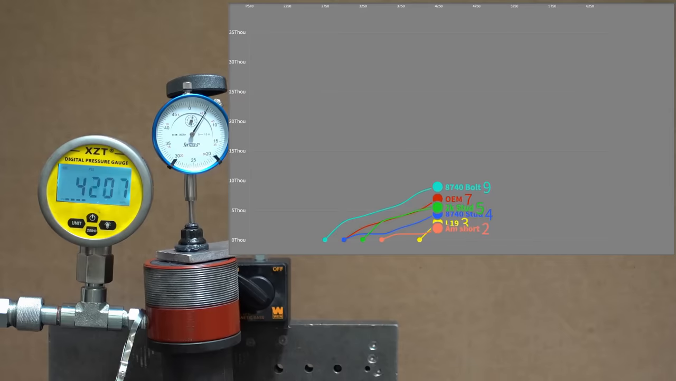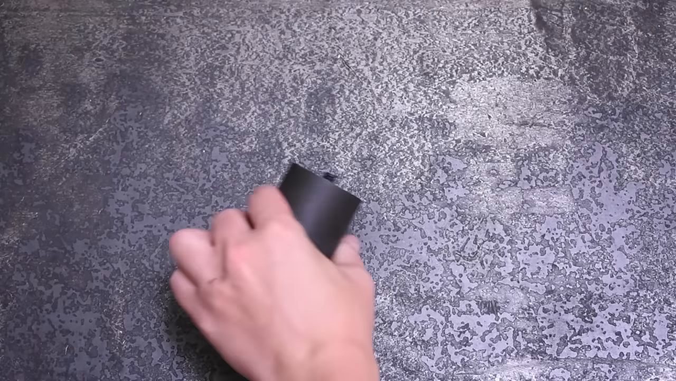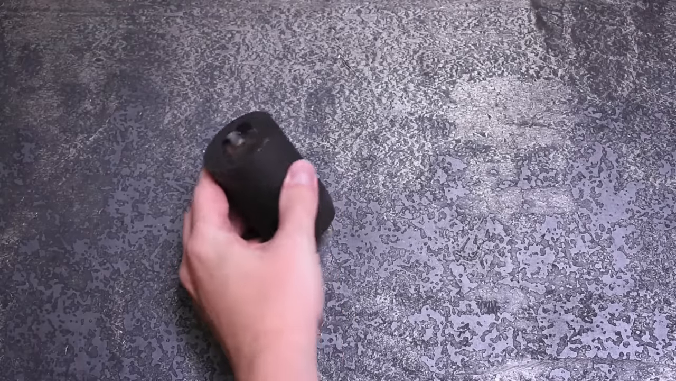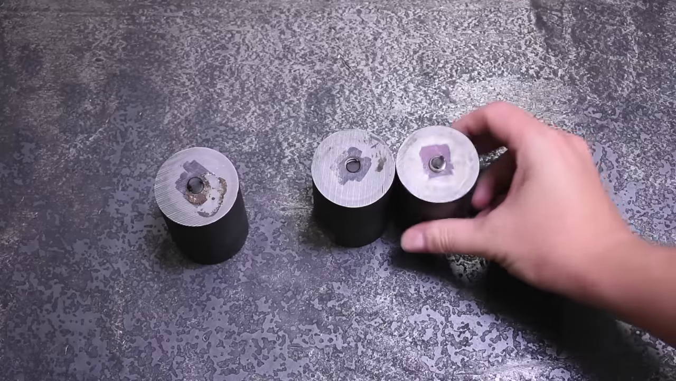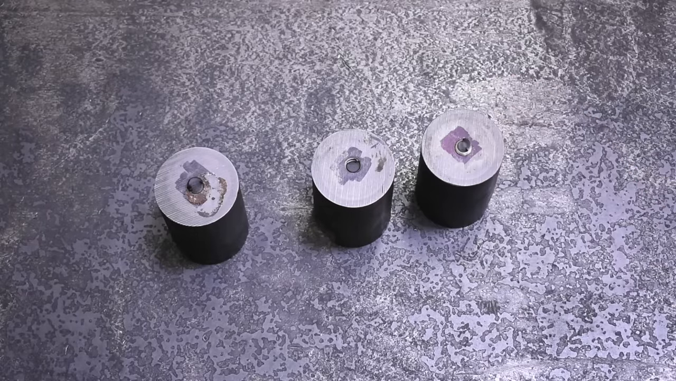Recently, we tested various ARP and non-ARP head studs and head bolts from Chevy LS engines to see which was best, and perhaps, needless to say, that left us with a lot of less than happy threaded cast iron billets. So today we're going to find out, does thread repair using thread inserts work?